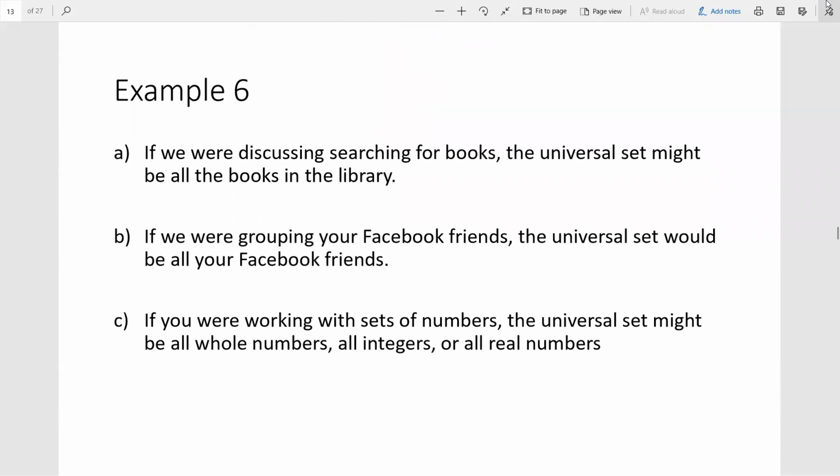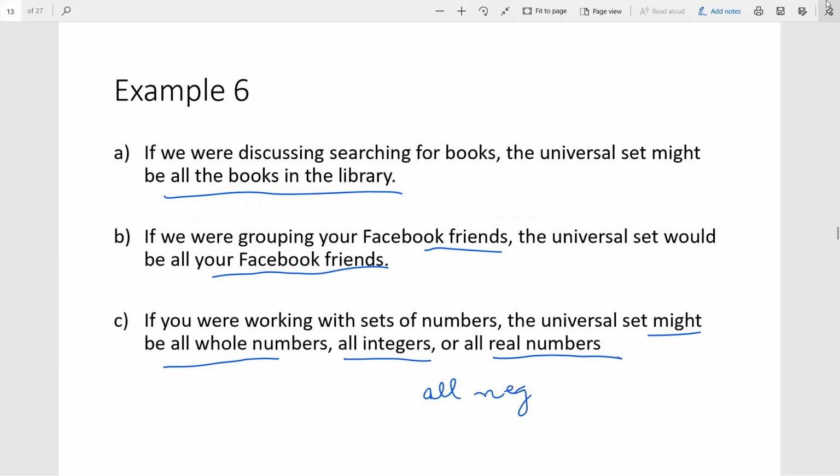For example, if we're discussing searching for books, a universal set might be all the books in the library. If we were grouping your Facebook friends, a universal set would be all your Facebook friends. If you're working with a set of numbers, a universal set might be all whole numbers, all integers, or all real numbers. Could also be all negative numbers.